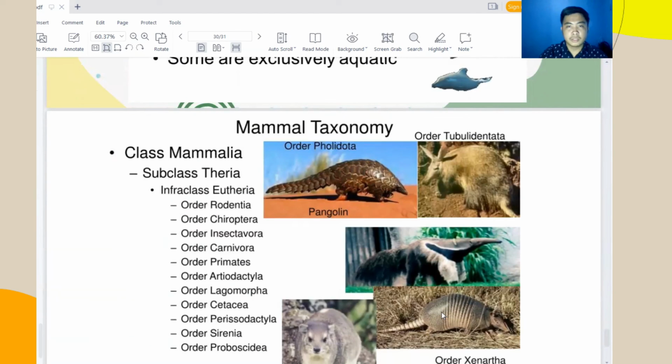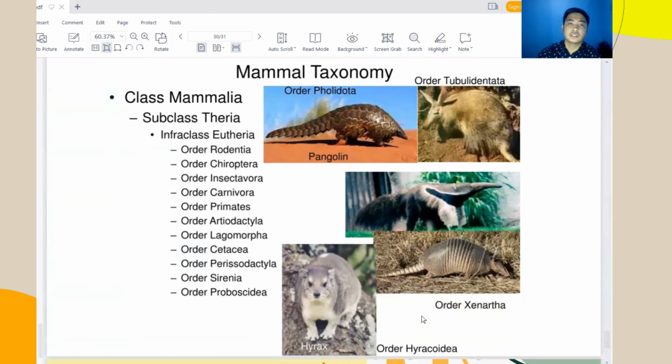Mammal taxonomy. Class Mammalia, subclass Theria, infraclass Eutheria, order Rodentia, order Chiroptera, order Insectivora, order Carnivora, order Primates, order Artiodactyla, order Lagomorpha, order Cetacea, order Perissodactyla, order Sirenia, order Proboscidea.